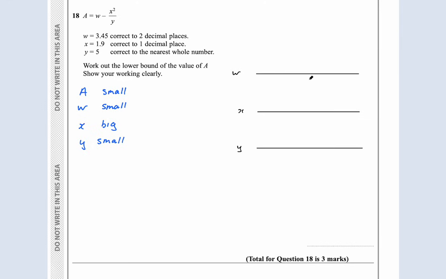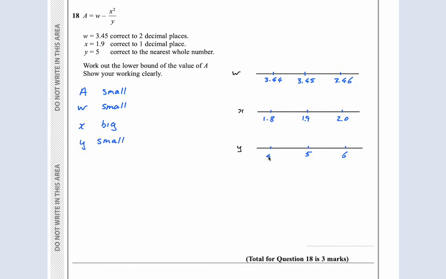W first, it's 3.45 to 2 decimal places. So I go up to 3.46 and I go down to 3.44. This one, x is 1.9, 1 decimal place. So I go up to 2.0 and down to 1.8, and y is 5 to the nearest whole number, so I go up to 6 and down to 4.